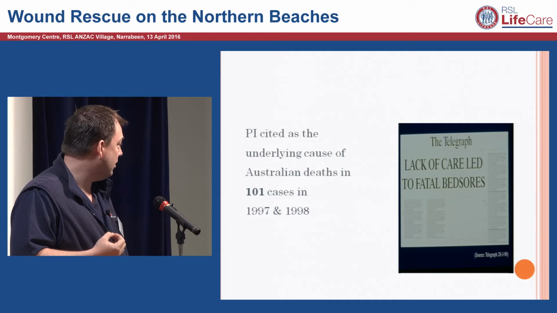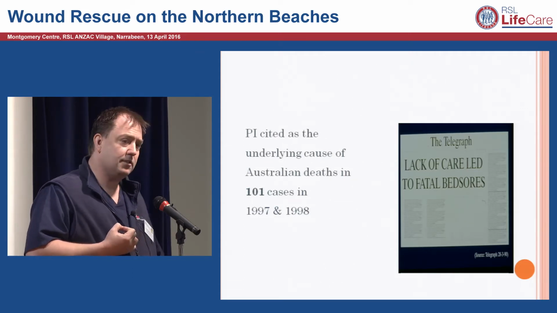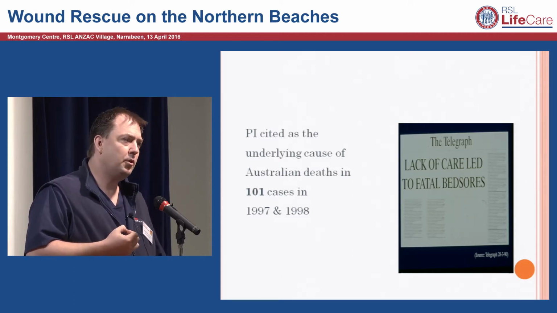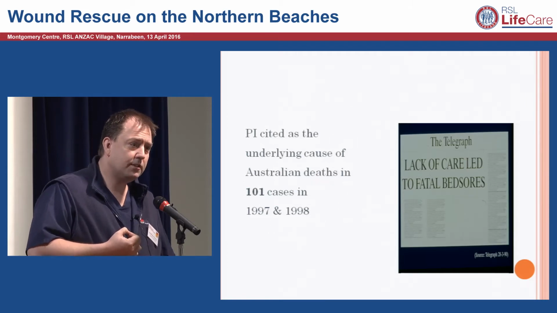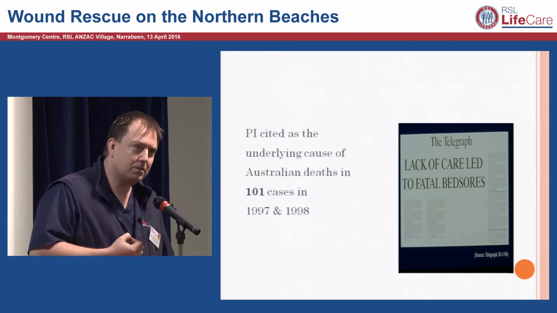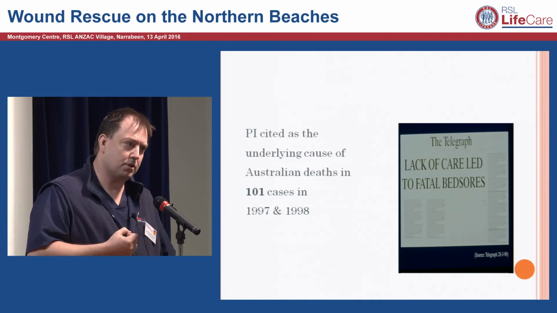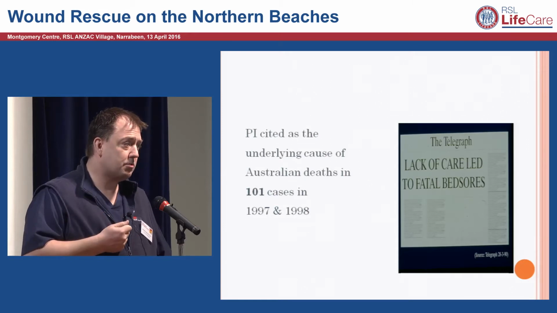Pressure ulcers or pressure injury was cited as the underlying cause of Australian deaths in 101 cases in '97 and '98 by the media. Who thinks that's a horrific number? Anyone? Who thinks that's an accurate number? It's not an accurate number. I know 101 people who died at St George over the last 5 years of pressure injury, let alone in the whole of Australia. So why don't we have more records of deaths by pressure injury?